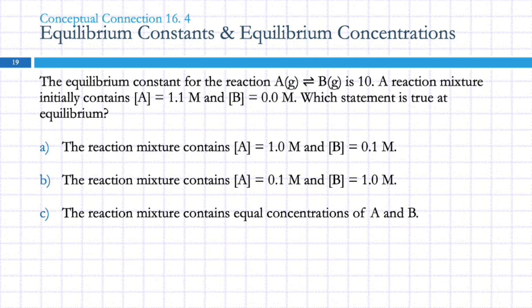The equilibrium constant for the reaction A goes to B is 10. A reaction mixture initially contains A of 1.1 molar and B of 0 molar. Which statement is true at equilibrium? The mixture contains A equal to 1 and B equal to 0.1. A is equal to 0.1 and B is equal to 1, or equal concentrations.